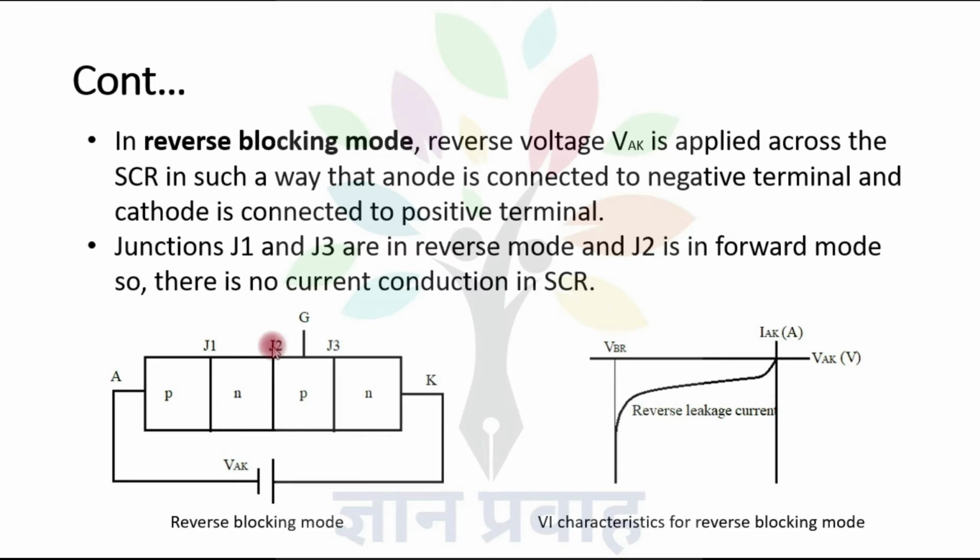But in reverse wise, we know there is a breakdown voltage. If applied voltage is greater than this breakdown voltage, then there is a large current flow. That's why the characteristic is given here, and it shows the response as we have seen in the case of a normal PN junction diode. Initially, small current is present, and when applied voltage is greater than or equal to VBR, that is the breakdown voltage, then there is a large current flow through this SCR.